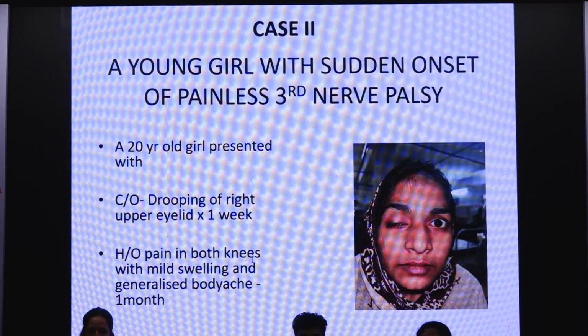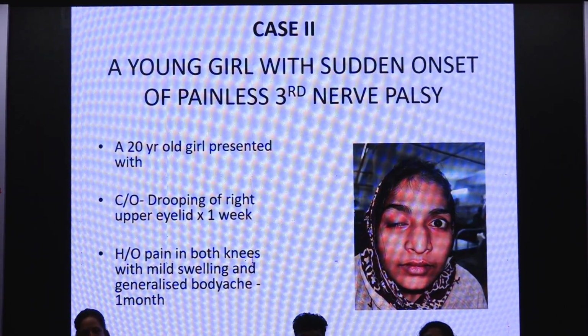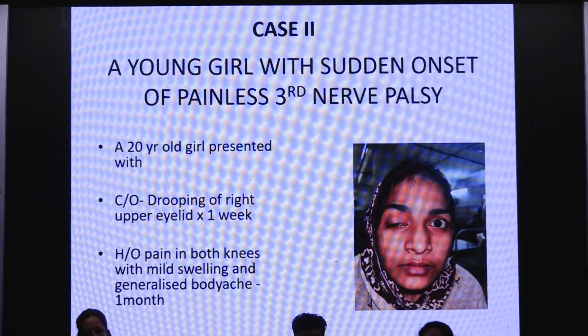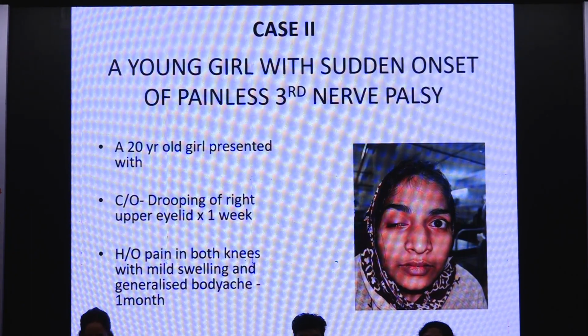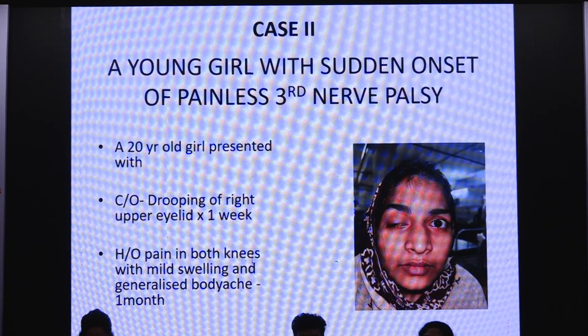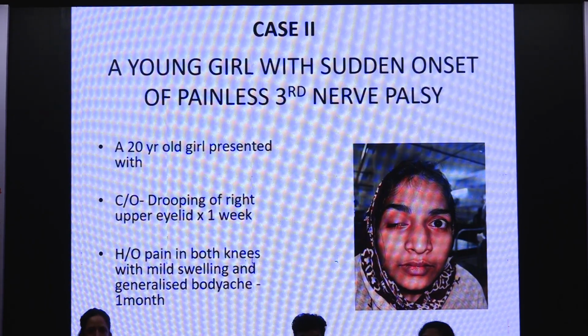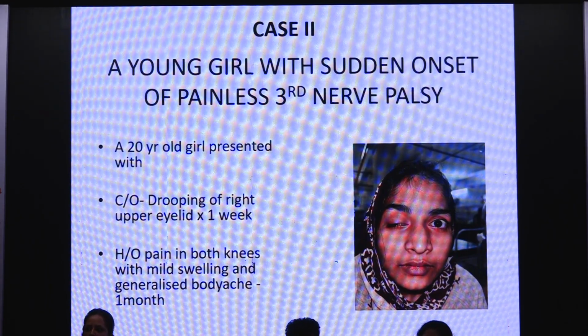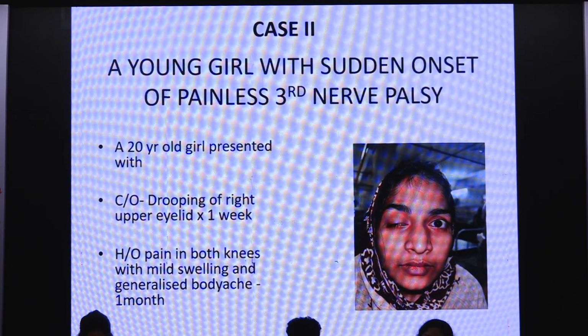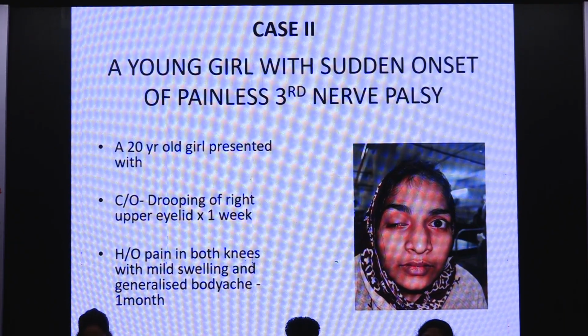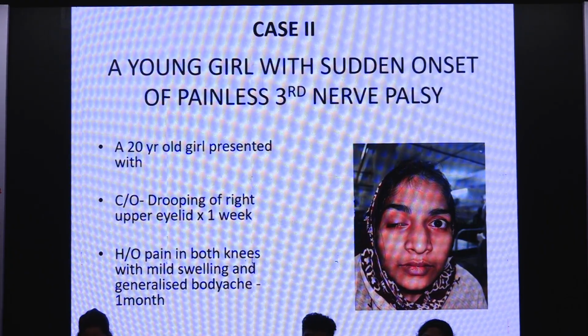The second is again a young patient who presented with painless third nerve palsy of acute onset. And when we asked her whether she had any associated symptoms besides this third nerve palsy, besides the drooping of the lid, she admitted that she had a mild pain in both the limbs with mild swelling, and she had generalized body ache for the last 1 month.